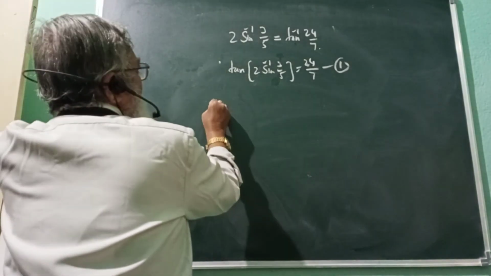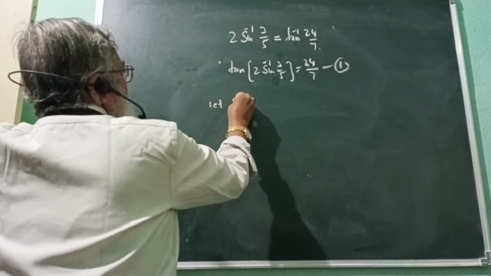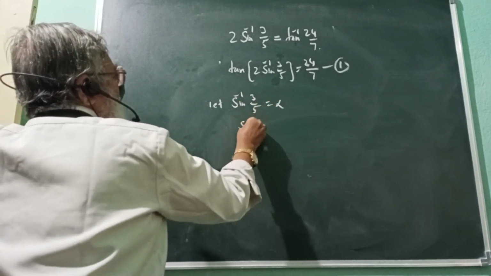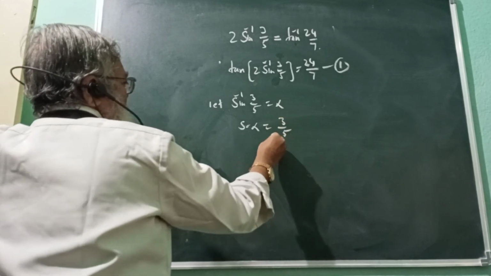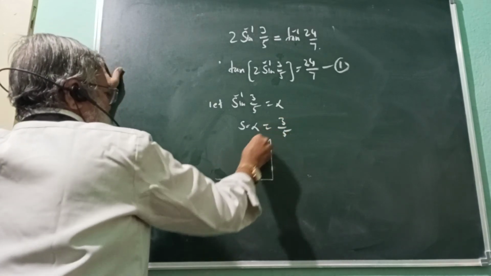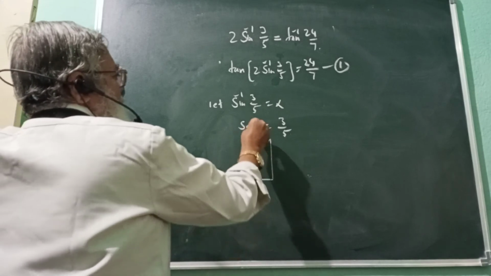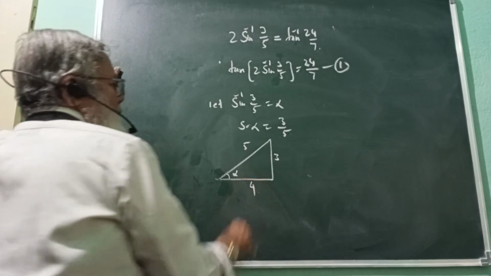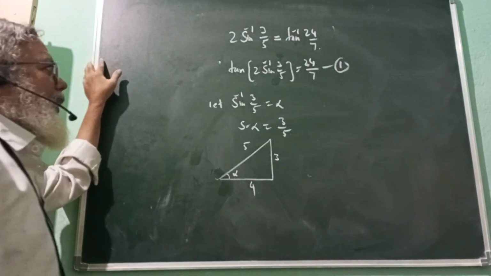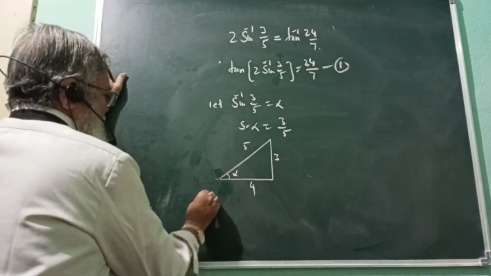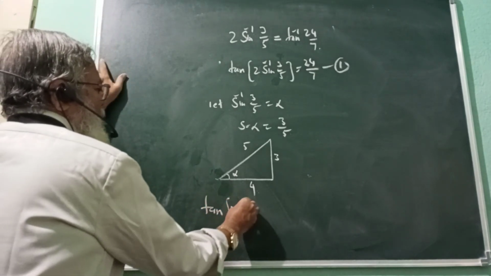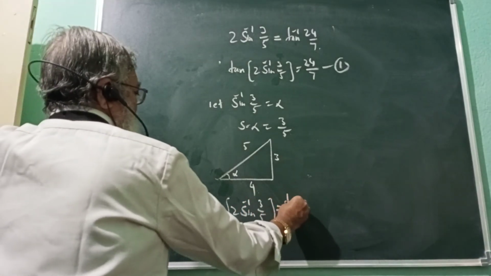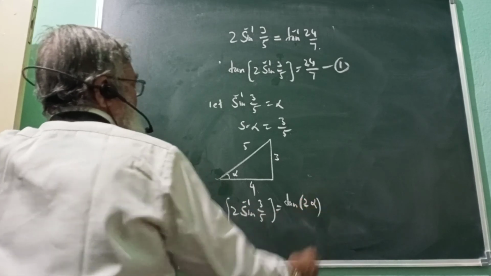Consider the left hand side. Let sine inverse 3 by 5 be equal to alpha. Then you know sine alpha is equal to 3 by 5. So we draw the triangle. Suppose this is the alpha. Sine is opposite side by hypotenuse. By Pythagoras theorem, this will be 4 here. So we get tan of 2 sine inverse 3 by 5, that is tan of 2 alpha.